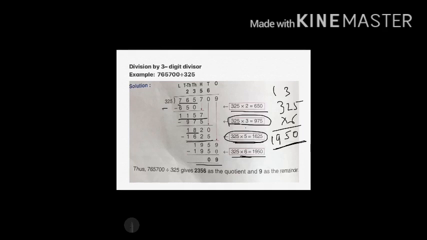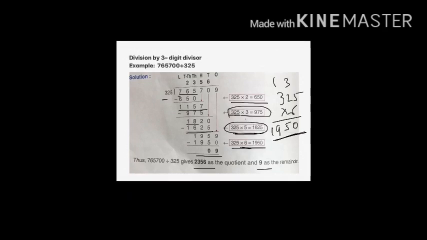So the remainder is 9. So now I got the quotient is 2356 and the remainder is 9. So this way you can do 3-digit divisor division with patience. You have to keep on multiplying and finding out the trial number. You'll do it, then the number near about, and get the number closer to the dividend number.